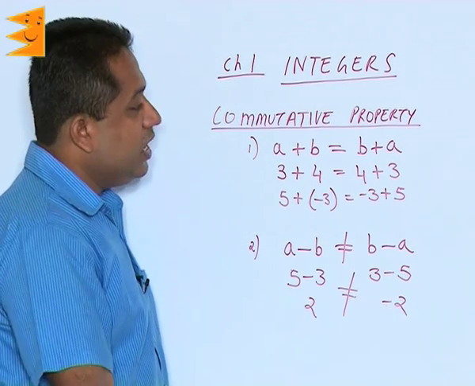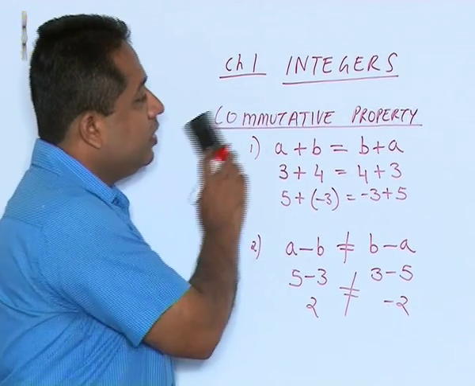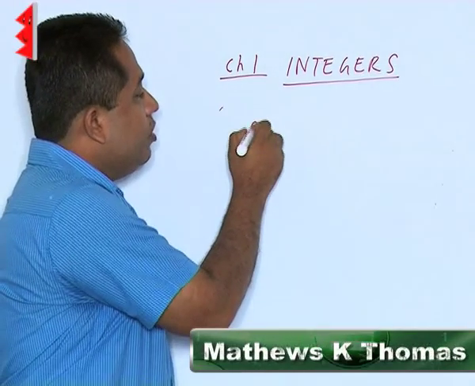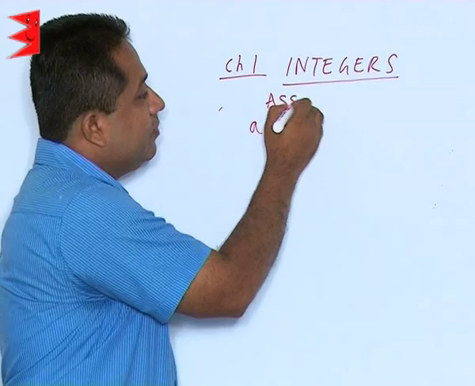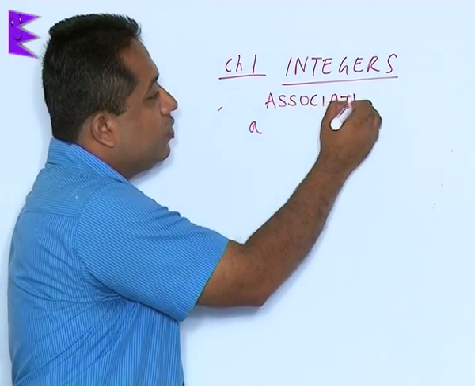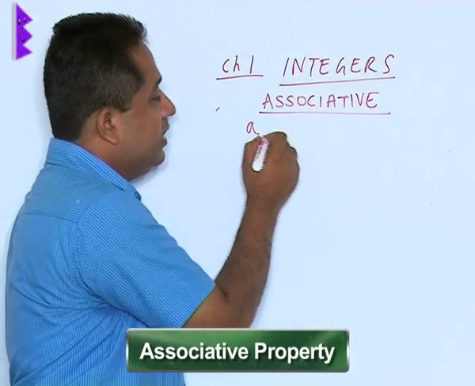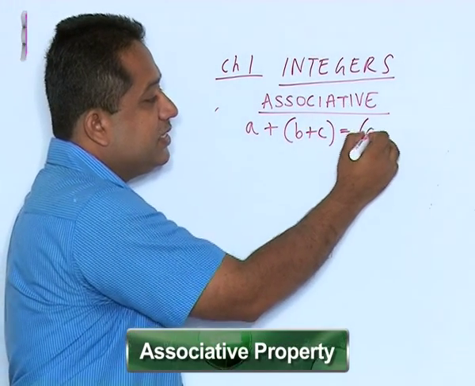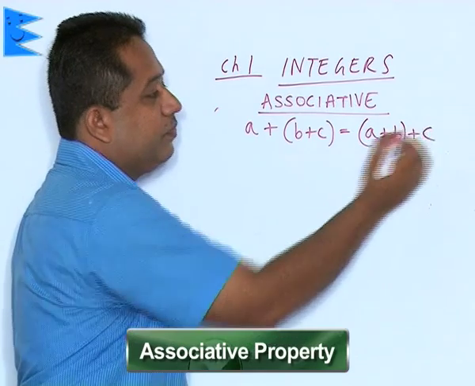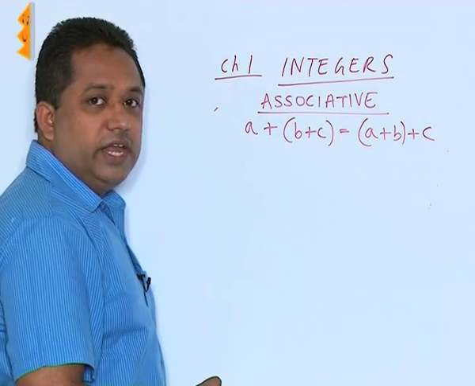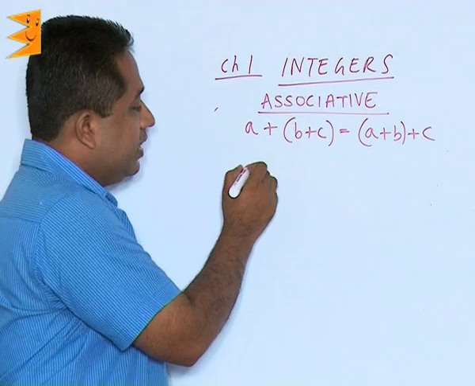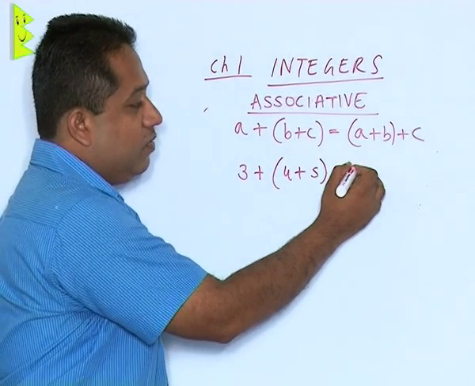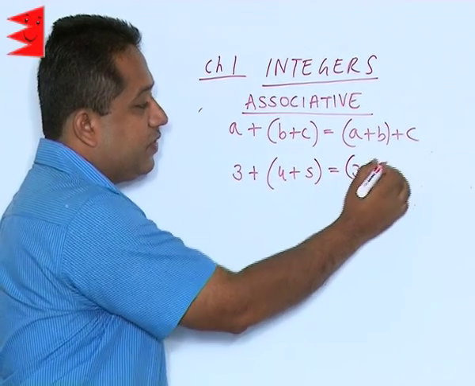Next we are going to do the associative property. Now in associative property, again we are going to change the order and see whether it makes a difference. So associative property is basically, is (A + B) + C the same as A + (B + C)? We are checking this for addition of integers. So taking an example, is (3 + 4) + 5 equal to 3 + (4 + 5)?